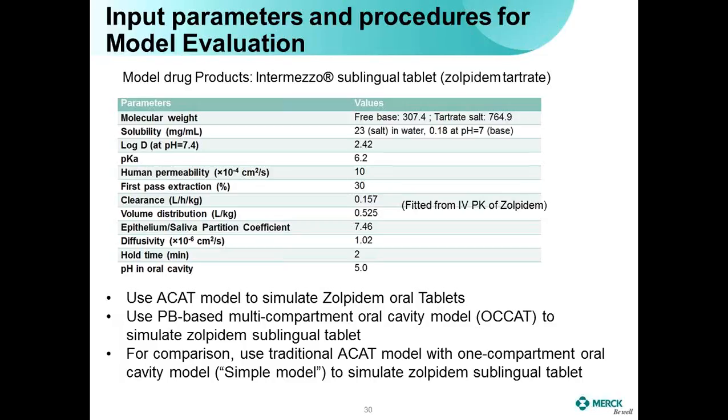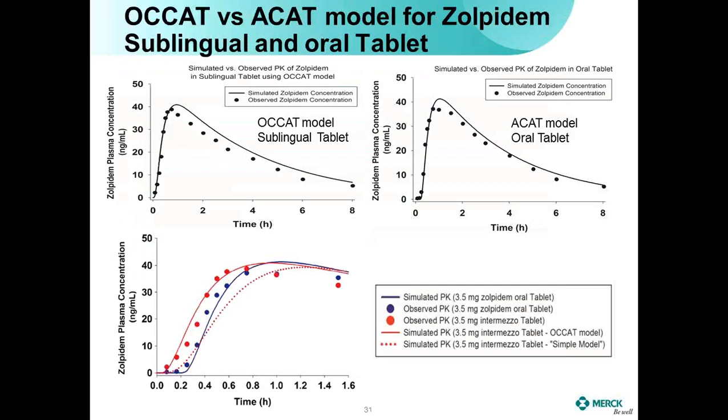So we call this a simple model. For comparison, we're just using that simple model also to simulate a Zolpidem sublingual tablet, and we're assuming that the ASA value is taken from the duodenum ASA value. So here's the simulated result, which is the comparison between the OCCAT model and ACAT models with oral cavities for Zolpidem sublingual and oral tablet. I'm trying to highlight the early absorption fittings in the figures at the lower part.